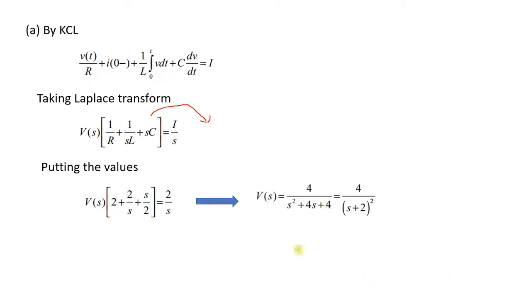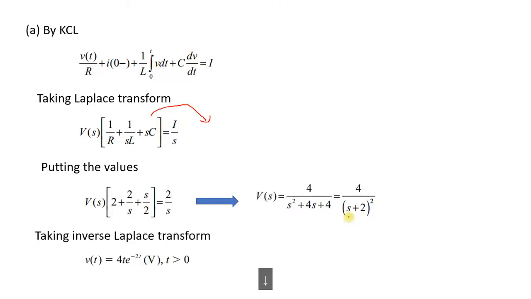So it is in the format of a square plus 2ab plus b square, so it is replaced by (s plus 2) the whole square. If I take the inverse Laplace transform, it leads to 4 t e power minus 2t, from the basic Laplace transform properties. So this is the expression for the first circuit.